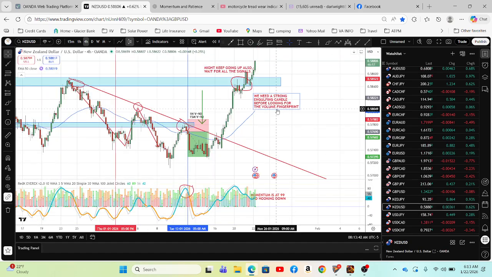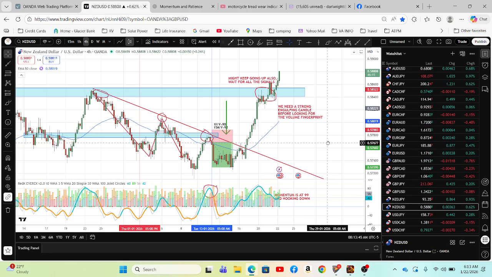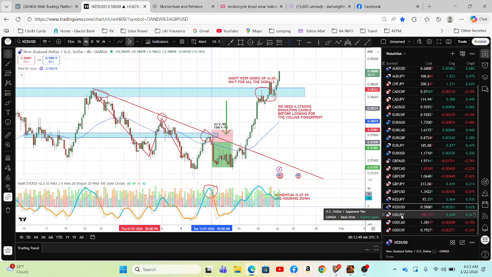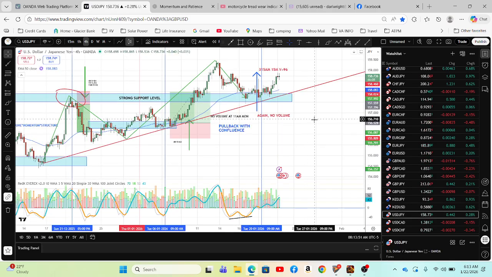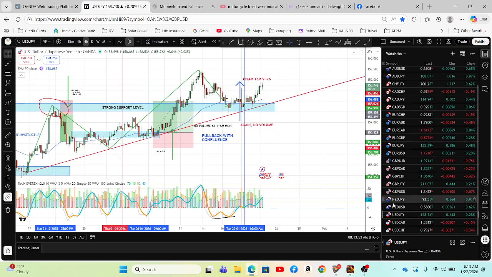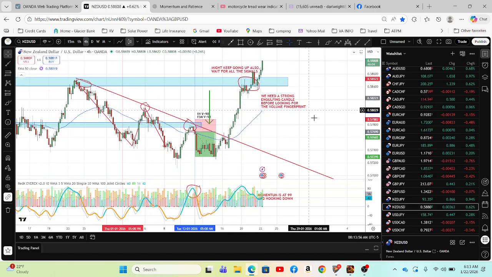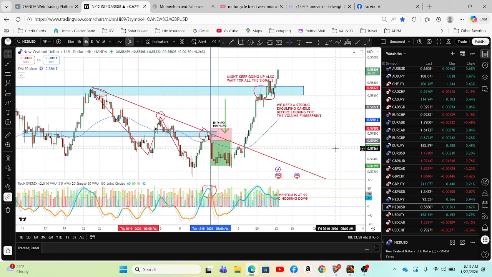New Zealand dollar. Let's see. Okay, so again, we're making new highs. So the dollar, I'll bet you, is going to be down. Oh, maybe not too bad. Okay. So I didn't see anything on the New Zealand dollar. This is one that we were watching yesterday for a possible reversal.